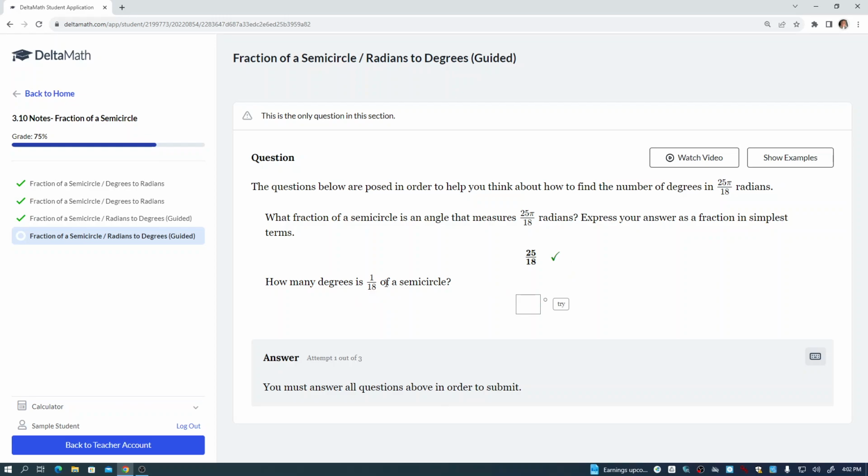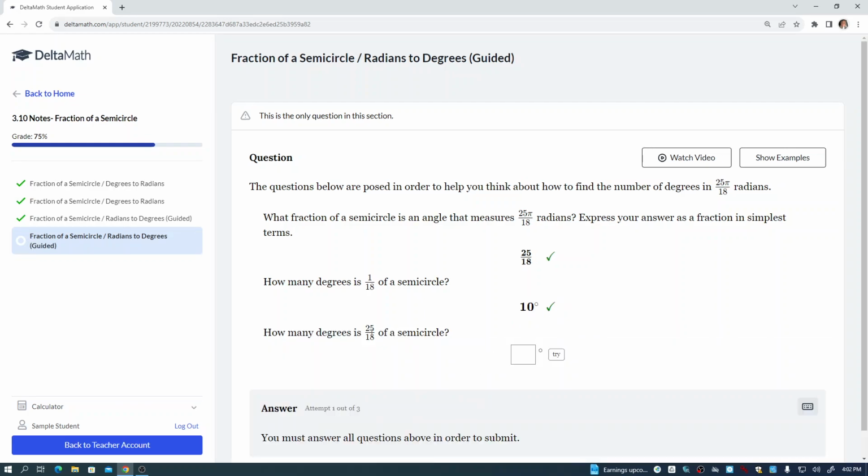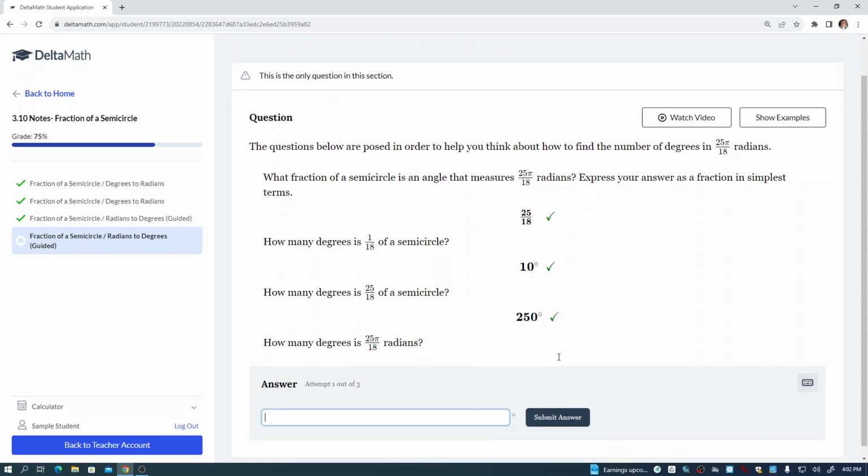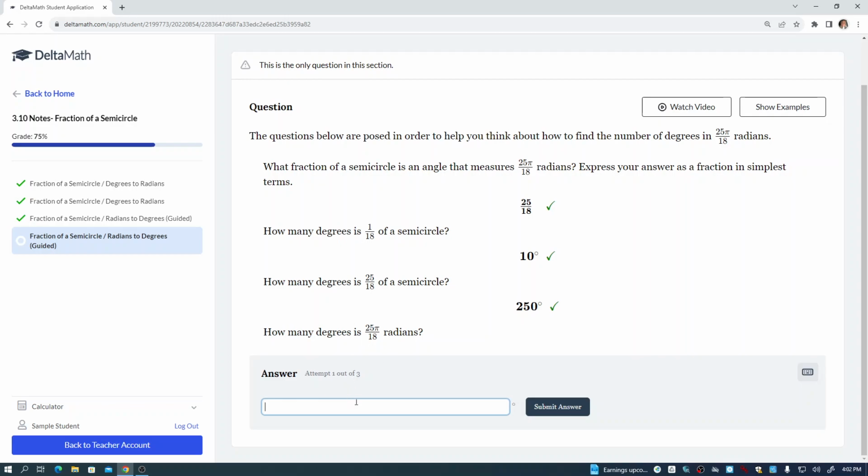What's 1/18 of a semicircle? So see how it's not using 25, it's just 1/18. Well, 360 divided by 18, I think 36 divided by 18 is 2, add a 0. So an 18th would be, oh, sorry, of a semicircle. Why am I doing 360? 180 is the semicircle divided by 18 would be 10. So an 18th of 180 is 10. 25 of those 18ths, or 25 of those 10s, would be 25 times 10, or 250. And so how many degrees is 25 pi over 18? 250.